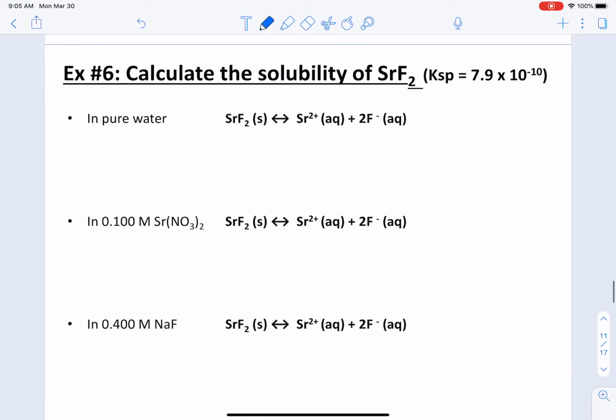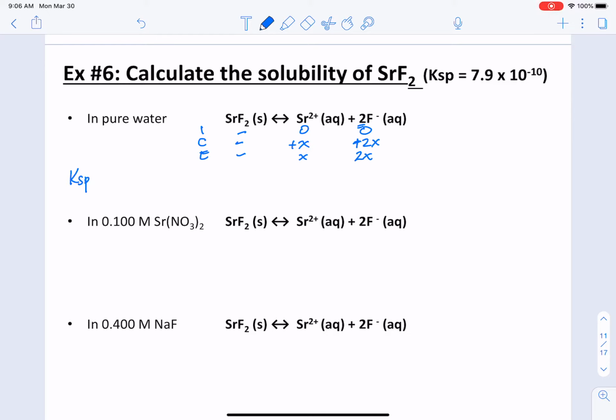Here we have an example of strontium fluoride. The Ksp value is given. We're going to look at the solubility in pure water and then the solubility in other solutions that contain a common ion. So let's go ahead and start. We can do an ICE table here, and I don't include the solid. We start with 0. This is going to go up by x and up by 2x because of that coefficient of 2. So the concentration of strontium is represented by x and of fluoride by 2x.